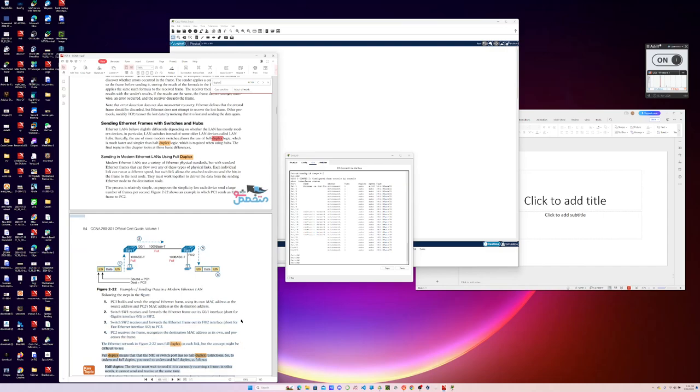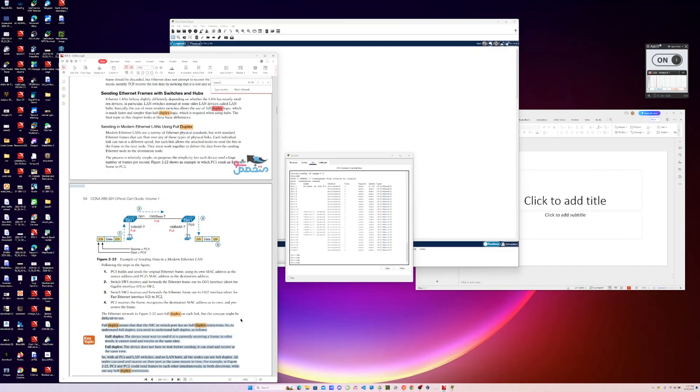Modern Ethernet LANs use a variety of Ethernet physical standards, but with standard Ethernet frames that can flow over any of these types of physical links. Each individual link can run at a different speed, but each link allows the attached nodes to send the bits in the frame to the next node. They must work together to deliver the data from the sending Ethernet node to the destination node. The process is relatively simple on purpose. The simplicity lets each device send a large number of frames per second. So frames are packets.